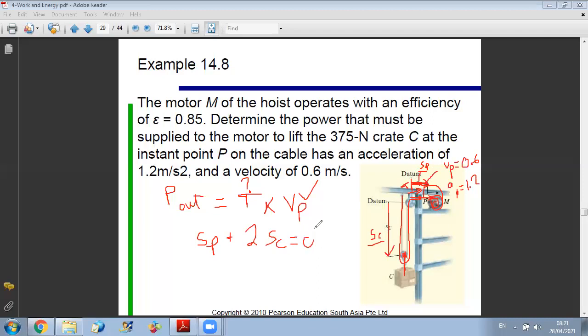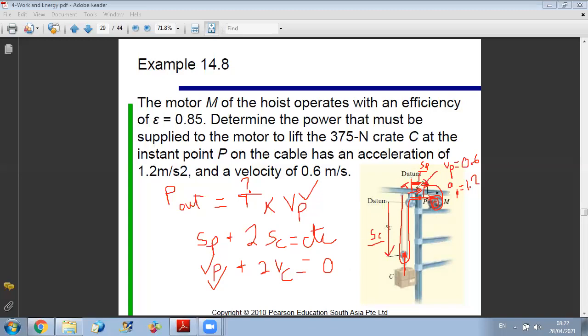So if we write SP plus 2SC equals a constant, and we derive this relation with respect to time, then we get that Vp plus 2Vc is equal to 0. And since we know the value of Vp, which is 0.6, then we can deduce the velocity at C. And also we can relate accelerations. Okay. Now, what is interesting for us now is to relate acceleration.